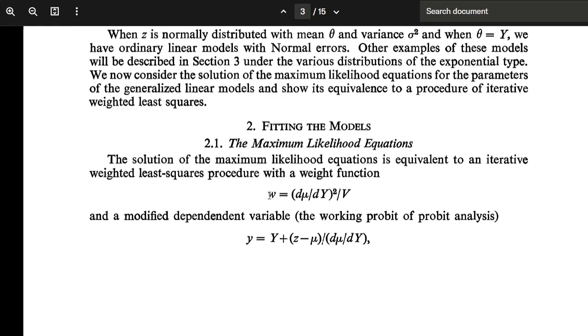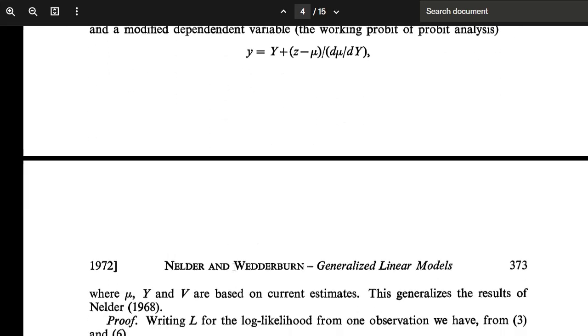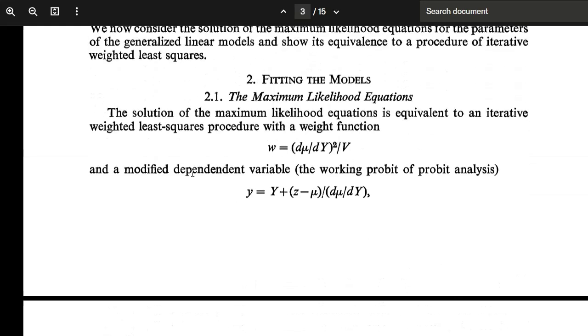Okay, so now continuing our read-through of this paper by Nelder and Wedderburn on generalized linear models. We are on section 2.1, the maximum likelihood equations.